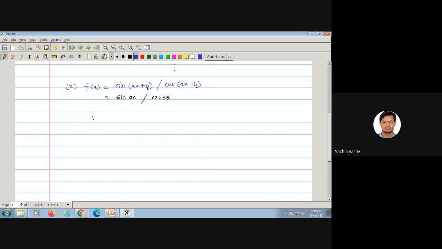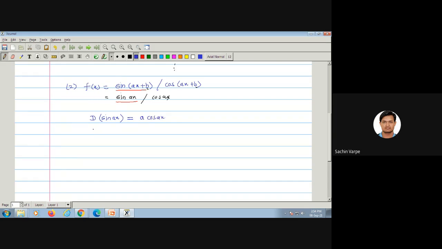Let's see. For example, what is D of sine x? Let us discuss the case for sine only; the similar case for cos will be there. What is the derivative of sine x? Sine ax, yes. What is the derivative of sine ax? A cos ax. Yes, it is a cos ax.